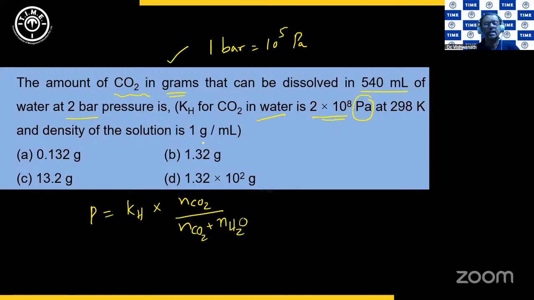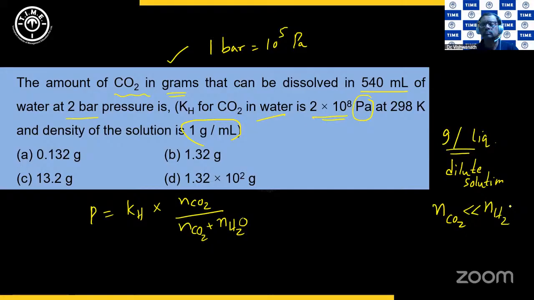Then what he says, that the density of the solution is 1 gram per ml. We know that for these gases in liquids, the gases are so less. One more thing we said, that the solution is dilute. Only then Henry's law is valid. So in a dilute solution, the number of moles of CO2 will be much less when compared to number of moles of water. So the solution is as if it is pure water. So density of the solution is almost like density of water. If density of water is 1 gram per ml and we have 540 ml of water, we have 540 grams of water.